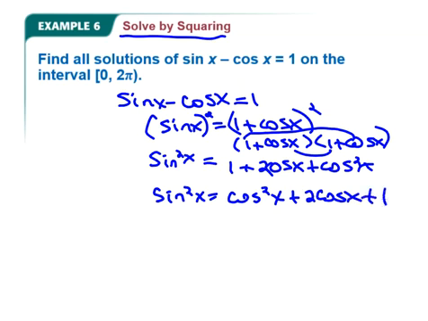Now, we're going to use a strategy that we learned in example 5, and we're going to change one trig function to be equivalent to another from our Pythagorean identities. So I'm changing, if you've thought about it already, sine squared into what?